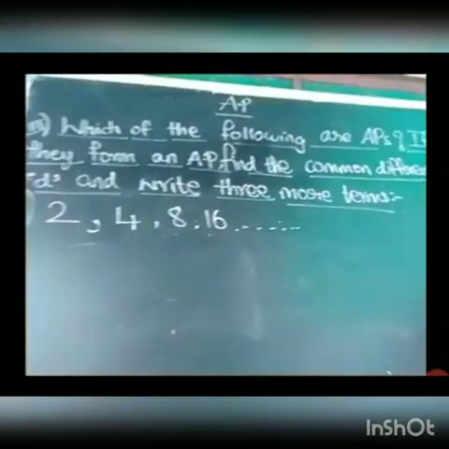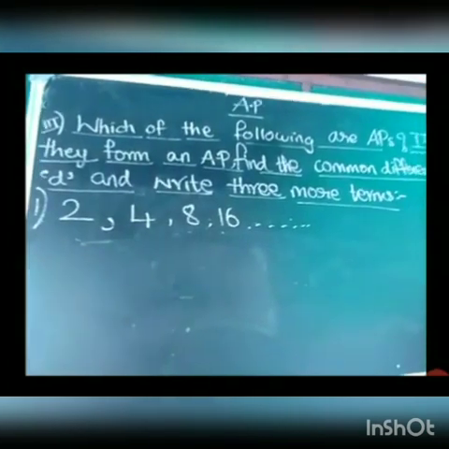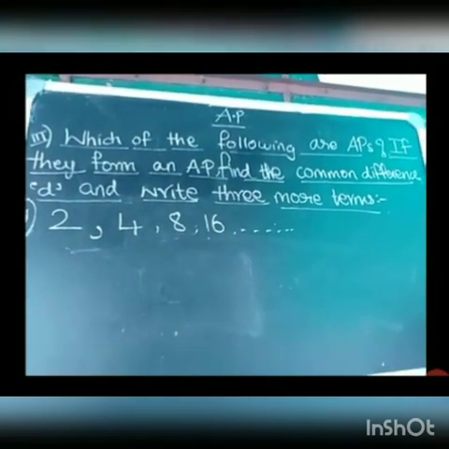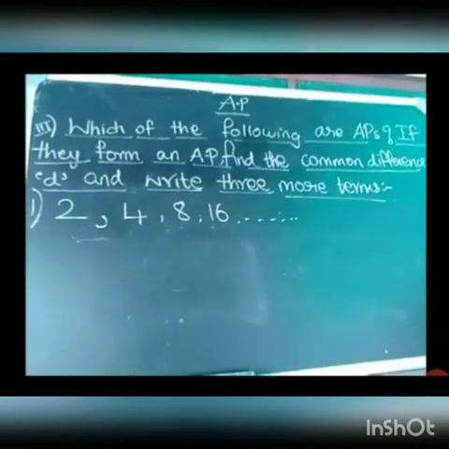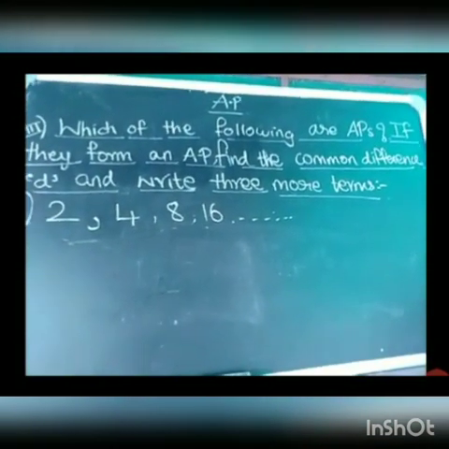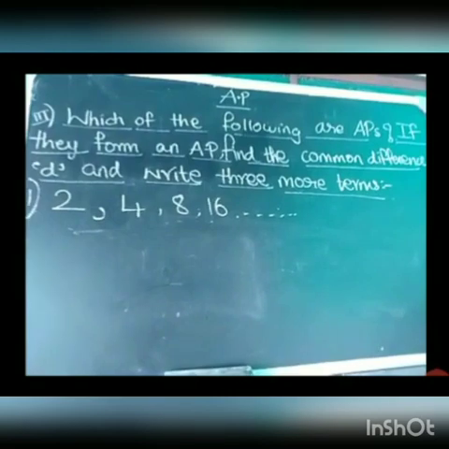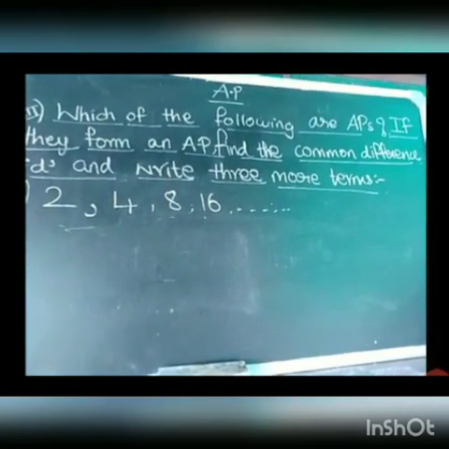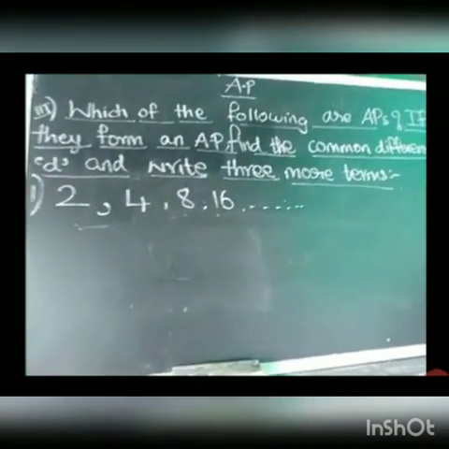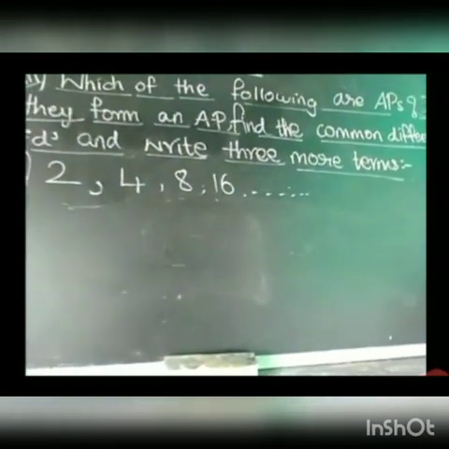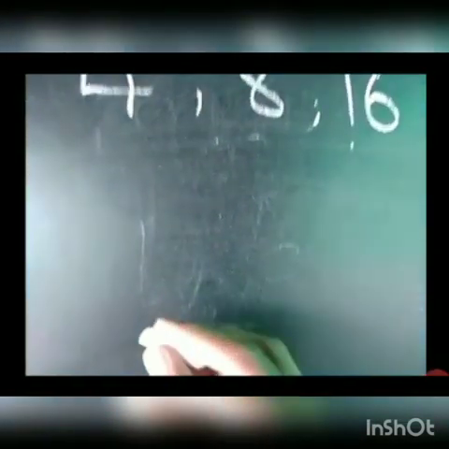Okay, fine. Now let me continue. Third main says like this. Please copy it in your classwork. The third main says: Which of the following are APs? If they form an AP, find the common difference D and write three more terms. They have given the first question as 2, 4, 8 and 16, and so on. Okay, before entering into the third main, let me revise one more thing.